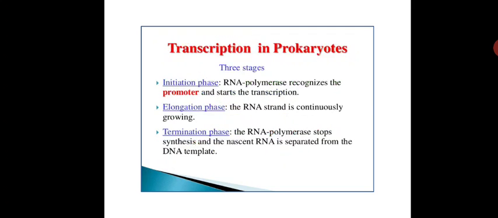So now we are going to start with transcription in prokaryotes. There are 3 important processes to carry out transcription: initiation, elongation and termination. In the initiation phase, initiate means you have to start the process from there. So RNA polymerase will recognize that a promoter is present here. It will bind to this promoter and start the process of transcription from there.